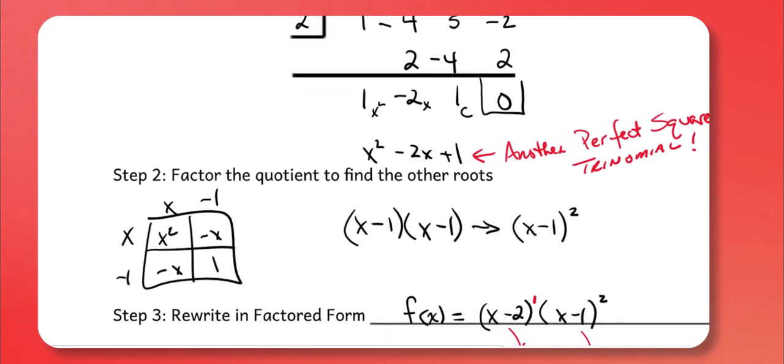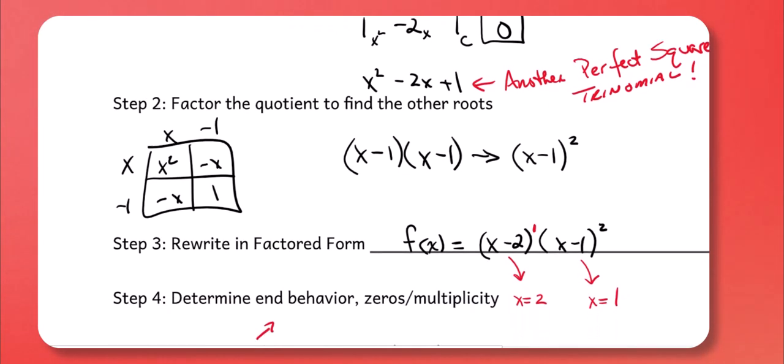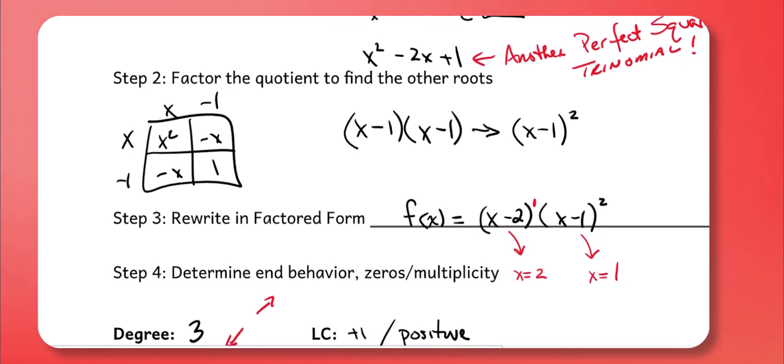So as you go through that, and you factor the x squared minus 2x plus 1, you're going to get the same two factors of x minus 1. Now when we write that, we're going to write that as (x minus 1) squared when we rewrite the polynomial in factored form. And that's going to help us because then we're going to look at the zeros. The zero for the first factor, x minus 2, is at x equals 2. And the second factor, (x minus 1) squared, is going to give us a zero at x equals 1. So we're already thinking ahead for where these are going to be.